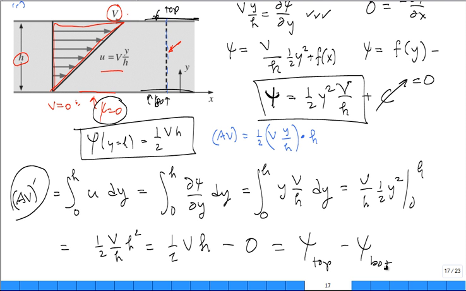So I know we're not making a big deal of it right now, but I'm trying to show you that one of the deals is you can take lines of a constant stream function value, and the flow between them, between those lines. This is a line here, top. That's a line in the bottom. The flow per unit depth is the difference in the stream function values.